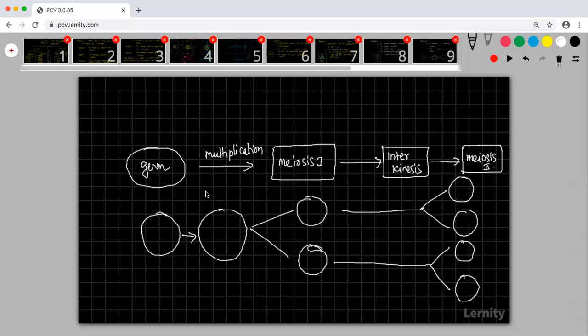Okay, so which means the cell is here initially. Whatever we have studied till now is meiosis 1, then it is undergoing this interkinesis, and then it is going to meiosis 2. Each of the cells will divide into two cells. Are we able to understand?